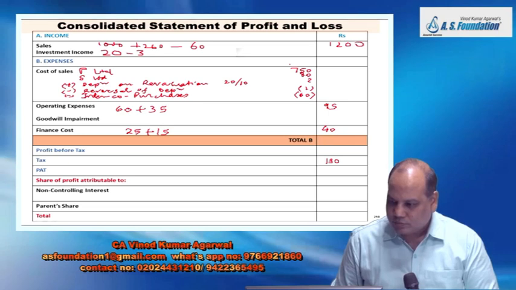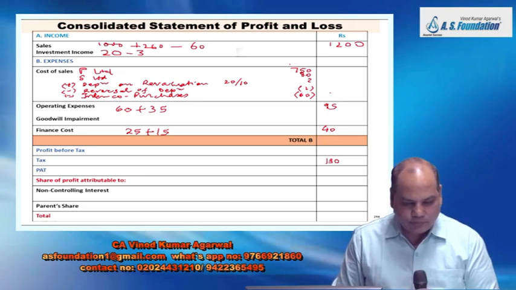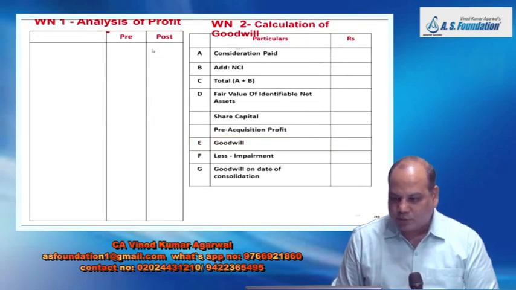Slowly and slowly you will do. Don't take this total, some more adjustment I think may come. Wait a minute. Next line. At a markup of 20%, 40% of the goods remained unsold at the year end. So we will calculate the unrealized profit on stock.